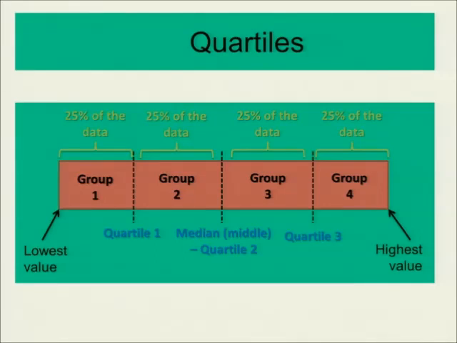And then the last group as well will be 25% of the data, because we said quartiles divide our data into 4 equal groups. And each group will have 25% of the data. I'm sure that is right, grade 12s?